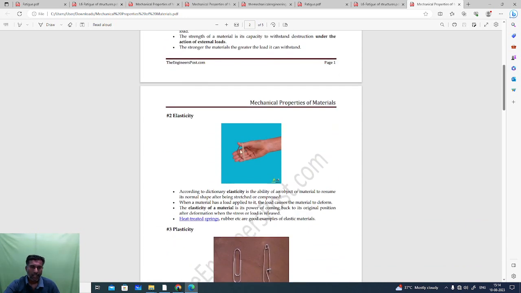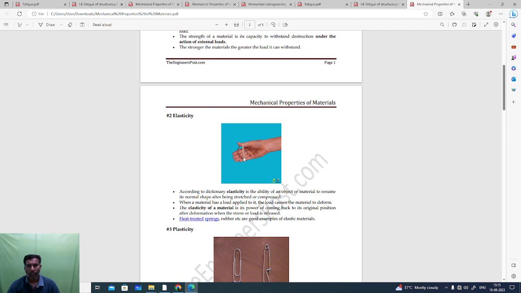Next one is elasticity. Elasticity is normally defined as the ability to retain the shape. For example, a rubber band, the elastic band. According to the dictionary, elasticity is the ability of an object or material to resume its normal shape after being stretched or compressed. Stretched means a tensile load, and compressed means a compressive load. The tensile load extends the length, while the compressive load reduces the area and also reduces the length.